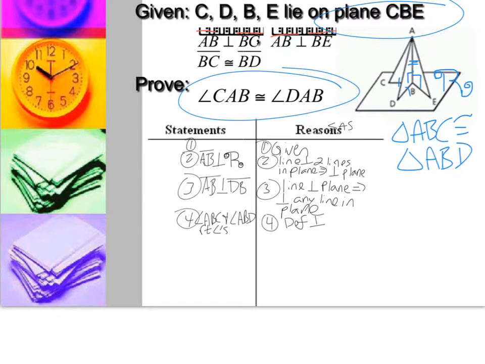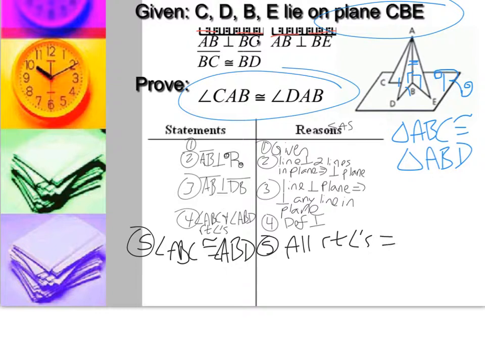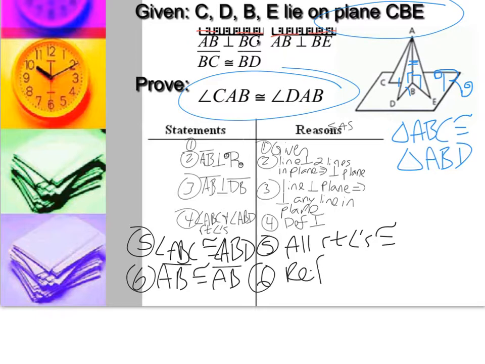Okay, lovely. Alrighty. Now, I want to prove those angles congruent. So, for step 5 will be angle ABC congruent to angle ABD. And their reason would be all right angles congruent. And lastly, we've already talked about the reflexive part. AB is congruent to itself. By reflexive.